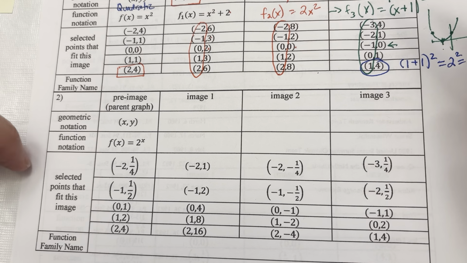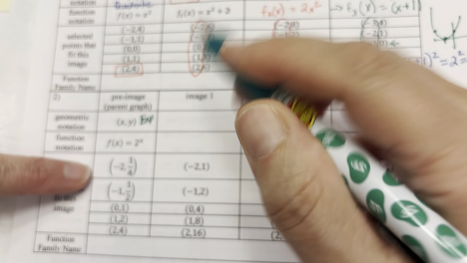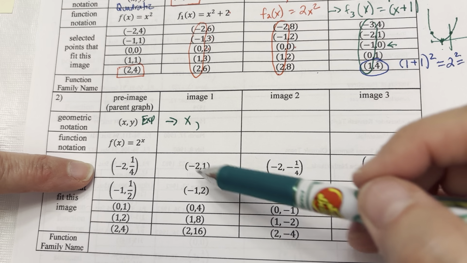Okay, now we've got an exponential function, 2 to the power of x. Again, I'm going to look at the x values. Nothing's changed, so I know I'm going to x. But I look at the y values, and I see that I've multiplied them all by 4. So this is going to become 4y. And it's just going to be f1 of x equals 4 times 2 to the x.